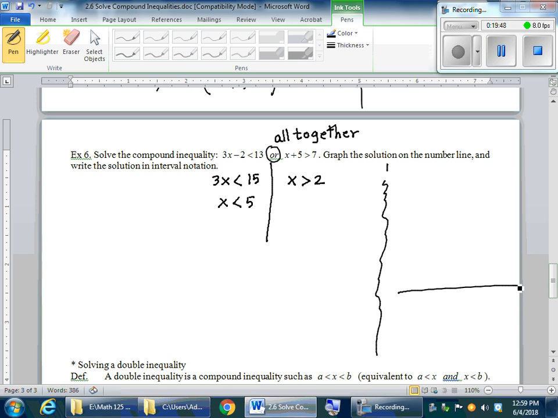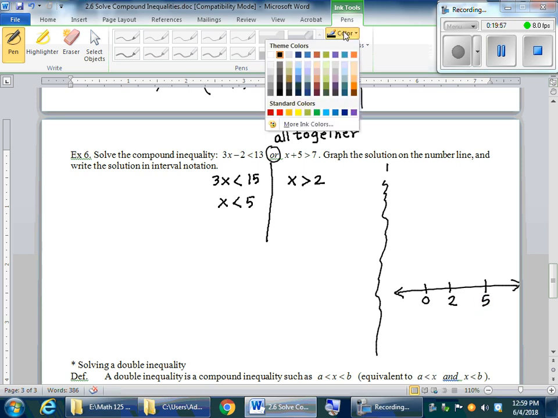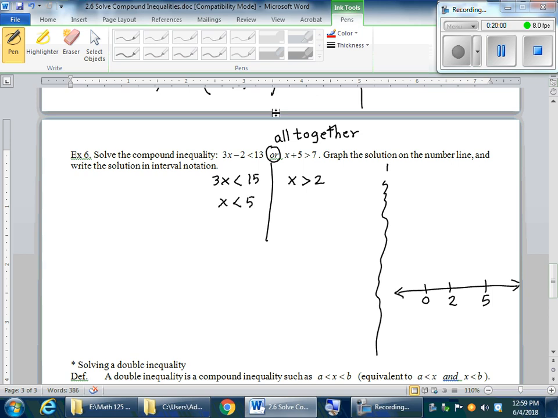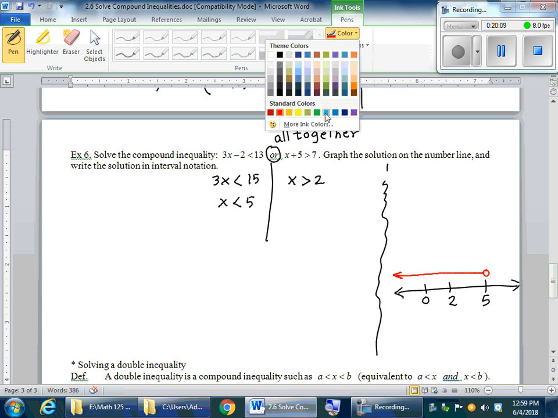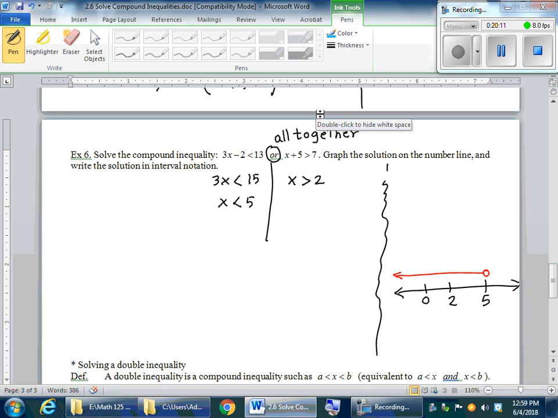So visualizing again, here's 0, here's 2, here's 5. The first inequality tells us x is less than 5, so open circle, go in the left direction. The second inequality tells us x is greater than 2. So here's an open circle because it's greater than, and then go to the right-hand side because greater than 2, right? It'll be 3, 4, 5, and so on.